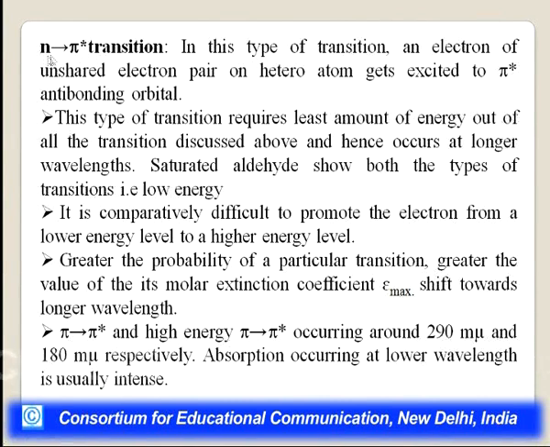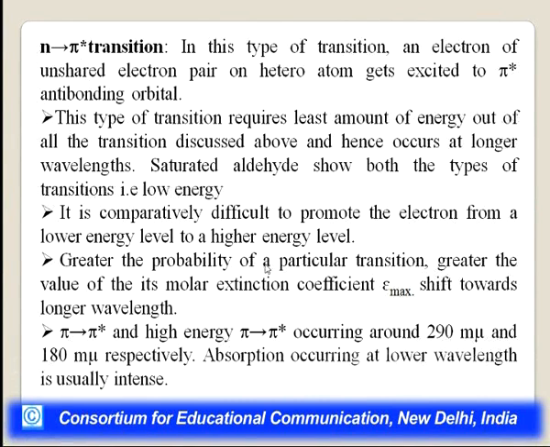Another transition is the non-bonding to pi star anti-bonding transition. In this type of transition, an electron of an unshared pair on a heteroatom gets excited to pi star. This type of transition requires the least amount of energy. Hence, it occurs at the longest wavelength among all the transitions discussed above. Saturated aldehydes have both types of transition, that is, low energy. It is comparatively difficult to promote an electron from a lower energy level to a higher energy level in this particular transition as compared to the other transitions, because the energy difference is least in this case.